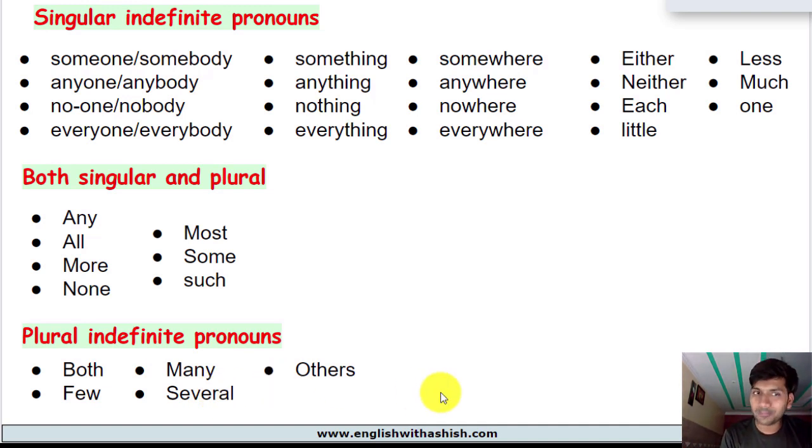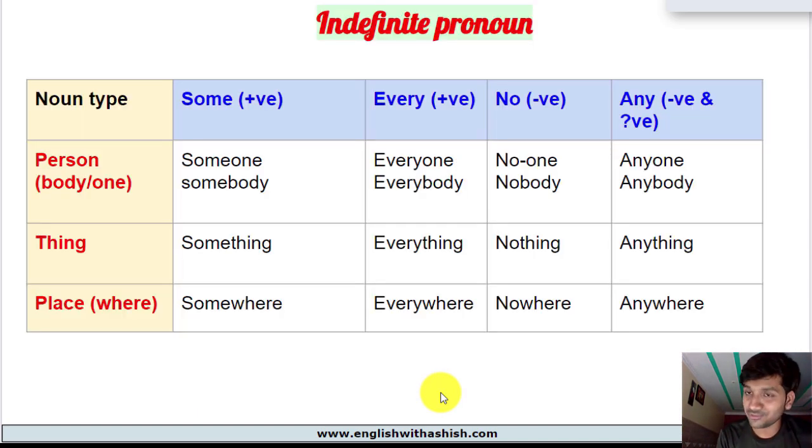Now let me show you some common singular indefinite pronouns and how they are formed. These are the most common singular indefinite pronouns, right? For a person, we use someone or somebody, everyone, everybody, no one, nobody, anyone, anybody. For a thing, we use something, everything, nothing, anything. For a place, we say somewhere, everywhere, nowhere, and anywhere.